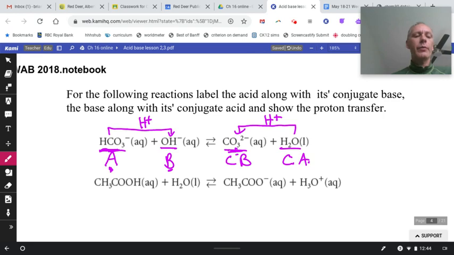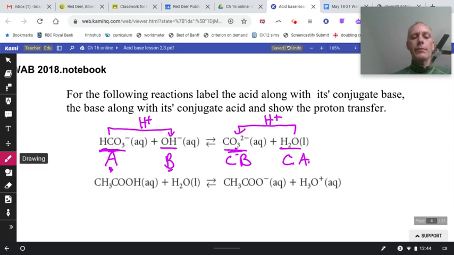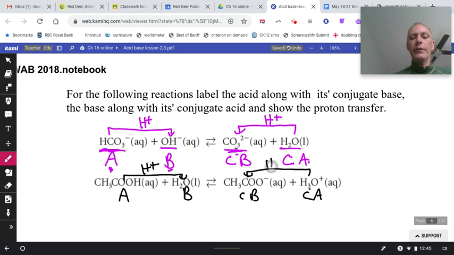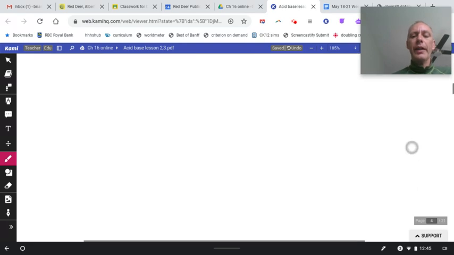Okay, so try the second one on your own. And water turns into hydronium. So this is the base and this is the conjugate acid. If I put some arrows in, acid donates the proton to the base. Conjugate acid donates the proton to the conjugate base. So easy. Love Bronsted-Lowry theory. Okay, like halfway done here.